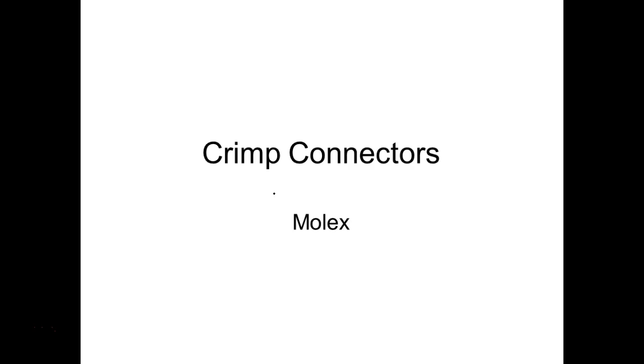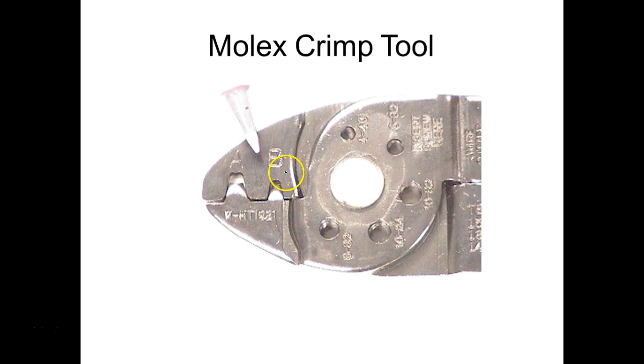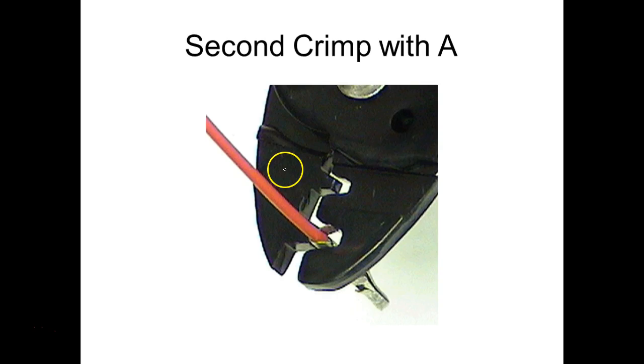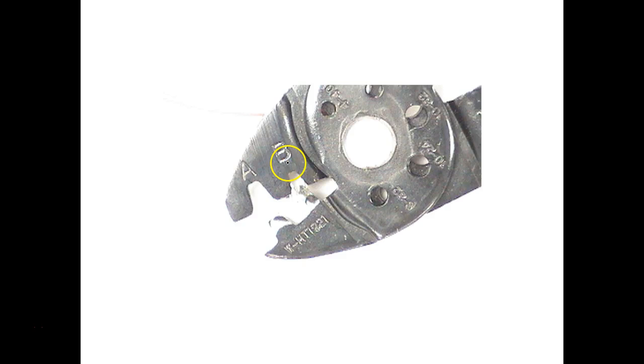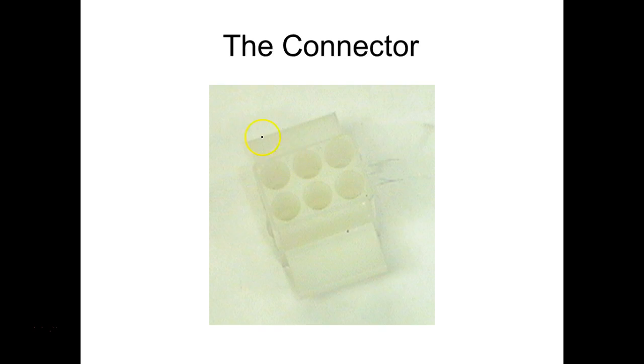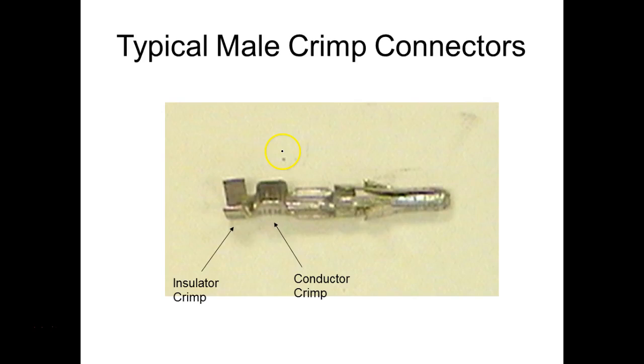a crimp on Molex connector. And Molex is a brand name. They were the first ones that developed this type of connector, but these are used a lot inside automobiles. So let's see if I can see a Molex connector. So these are these white connectors like this, and you see them used a lot in automobiles. And then we have the male and the female. We're going to do one of them.